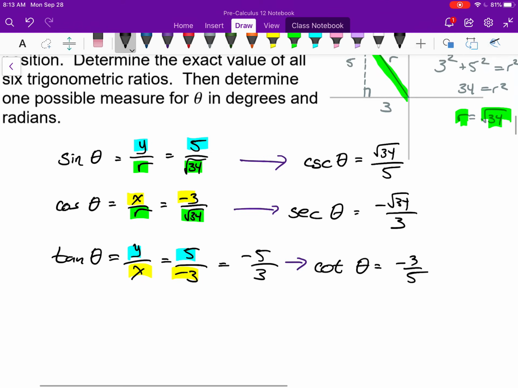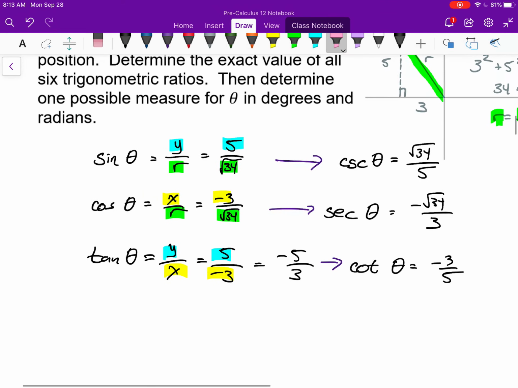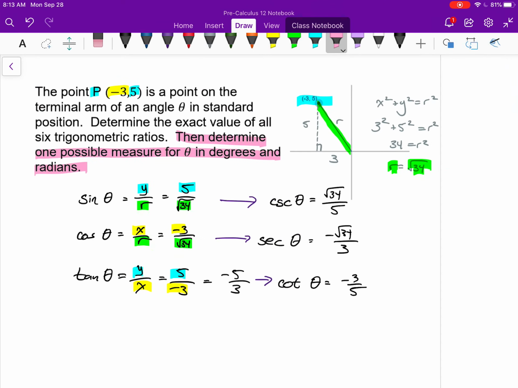So now it does say, then, determine one possible measure for theta in degrees and in radians. And so, like I said, I don't know what the angle is, but let's think of one possibility. Let's think of this possibility we see right there. I've drawn it in blue. Let's call that theta. Let's say that's the angle. To find all these answers above, it didn't really matter how it got to that point.